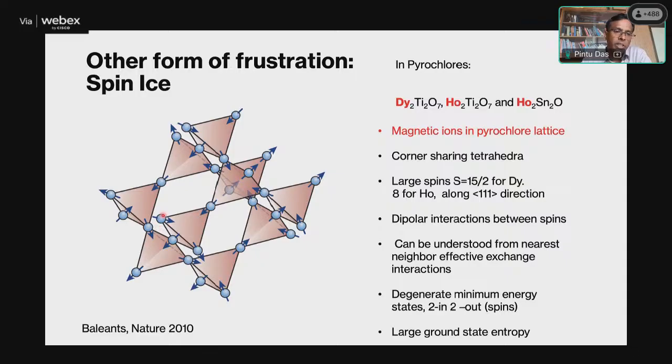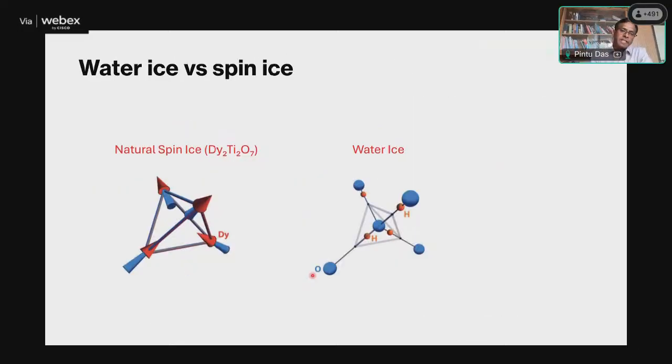As you see, there are four spins, and because of that, there are different ways of orienting those spins, and that leads to a degenerate minimum energy state. And as I discussed earlier, because of this degenerate minimum energy state, there is also a large ground state entropy. Now, these systems can be compared to water ice.